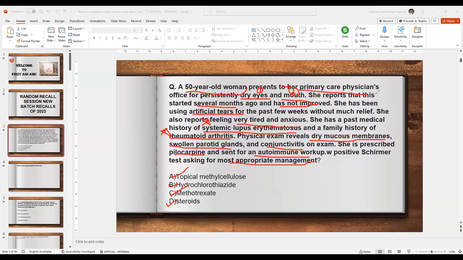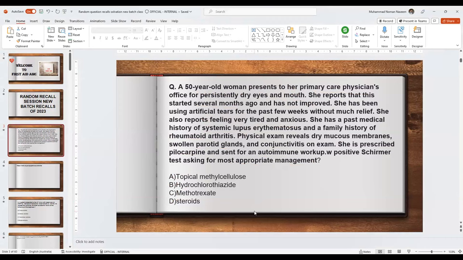Very good. So what are you guys thinking about? Can anyone tell me what disease we are discussing? Can anyone tell me the name of the disease? Very good. Sjögren syndrome. It's an autoimmune disorder, and basically it's associated with HLA-DR3.